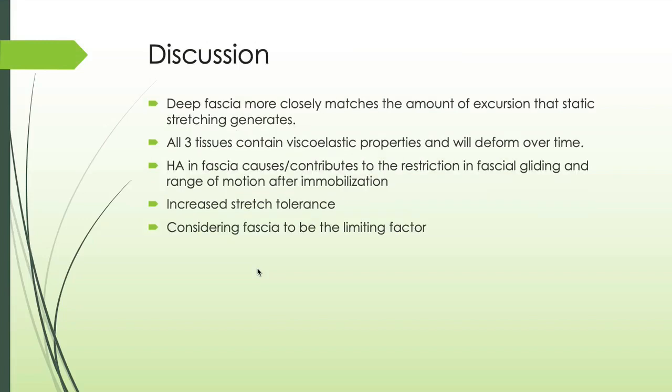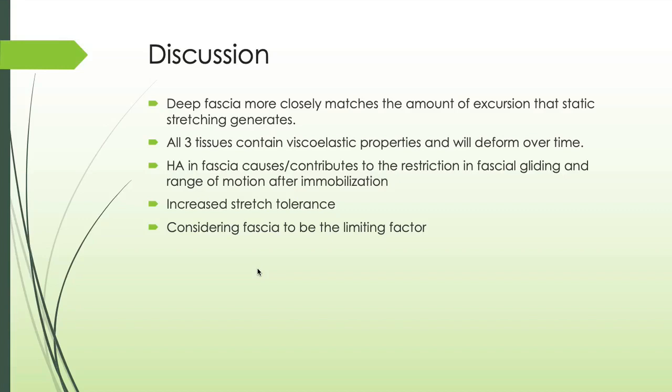So, deep fascia, when we think about the stress-strain and the stress relaxation curves, deep fascia more closely matches the range of excursion that static stretching exercises generate. So if we consider that a tendon can only stretch 4% of its length and a muscle can stretch up to 75% of its length, consider the amount of range gained from a passive stretch. Okay, it's not 4% and it's not 75%, it's somewhere in the middle.